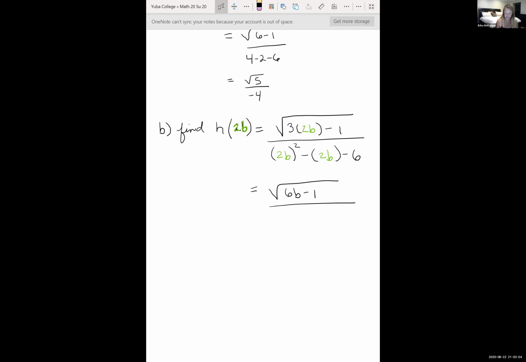Okay, so 2b quantity squared, 2b times 2b is 4b squared, minus 2b minus 6. There's nothing else I can do to simplify down this expression. And so we're done.